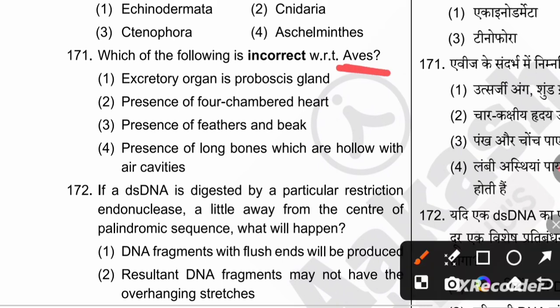171st question. Which of the following is incorrect with respect to Aves? Aves means birds. We need to find the incorrect one. Excretory organs is proboscis glands. So children, proboscis glands we can find in Hemichordata. So that's why this is the incorrect statement. Remaining 3 statements are correct regarding Aves.